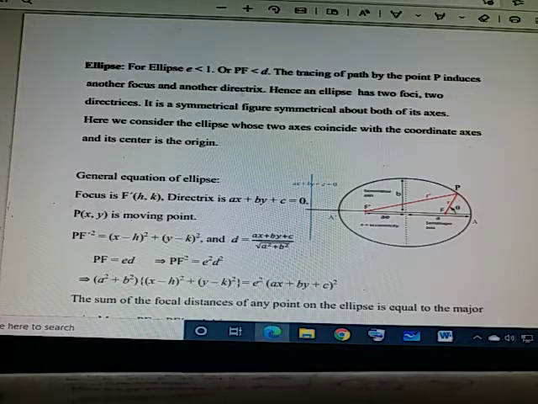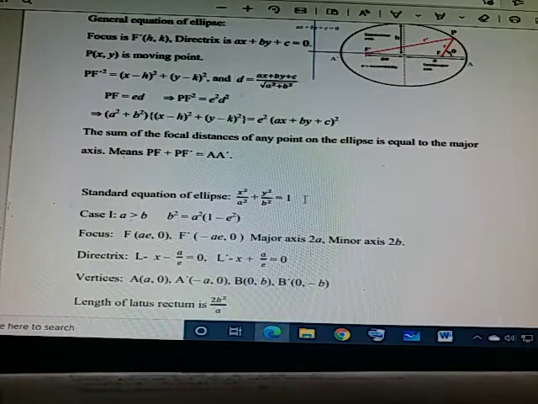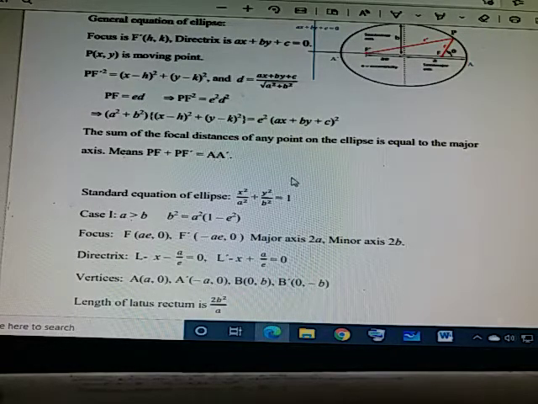And in case of ellipse, another condition is there. So this point is P, this is PF, and this one is PF dash. So PF dash plus PF is equal to the major axis.